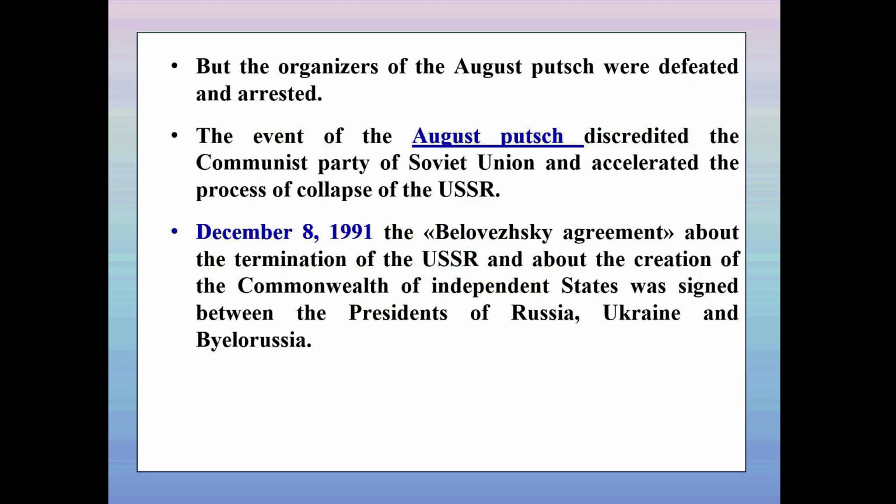But the organizers of the August Putsch were defeated and arrested. The events of the August Putsch discredited the Communist Party of the Soviet Union and accelerated the process of the collapse of the USSR. And some more video information here.